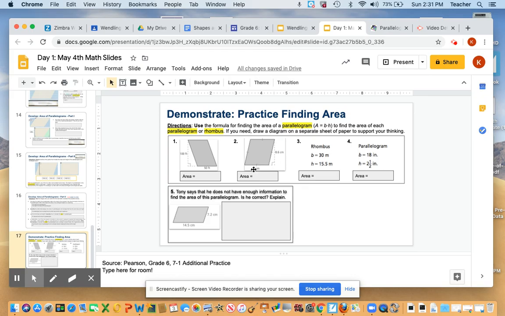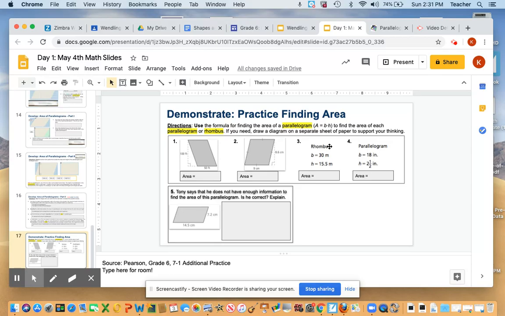Number 2, these numbers are kind of smushed, so I'm going to definitely read them to you. Our base is 9 centimeters, and our height, again, is this dotted line going straight from top to bottom, 8.6 centimeters. Using your formula, area equals base times height, I'm going to multiply my 8.6 times my 9.